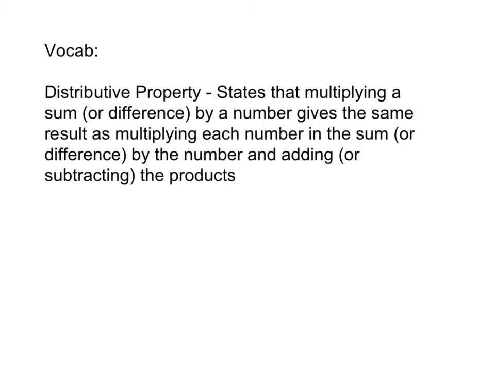We have one vocab word. Now this is kind of a lengthy definition, so just try to do your best in understanding it. Distributive property states that multiplying a sum or a difference by a number gives the same result as multiplying each number in the sum or difference by the number and adding or subtracting the products. So I think that'll make more sense once we start doing some of our examples, but go ahead and copy that down now.